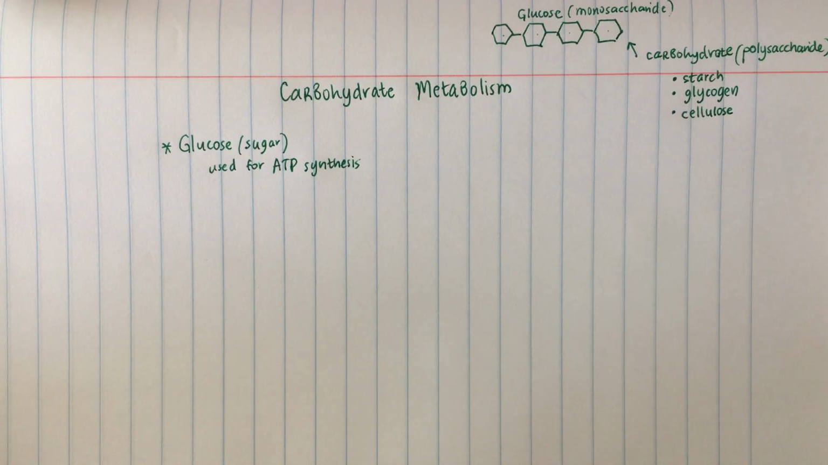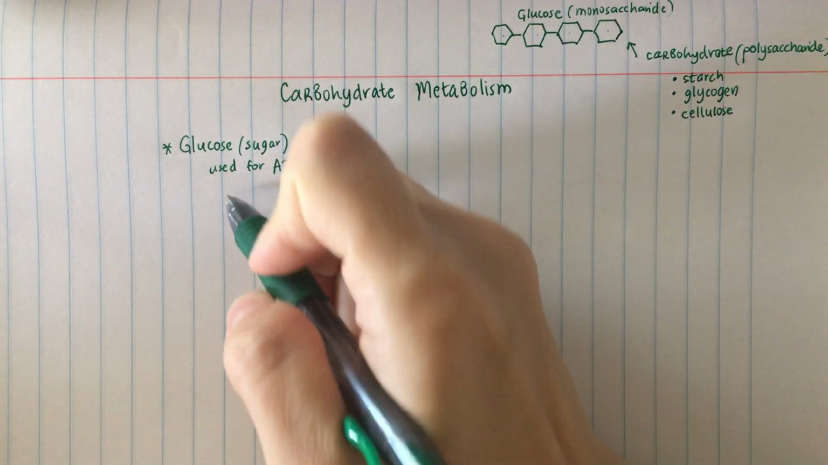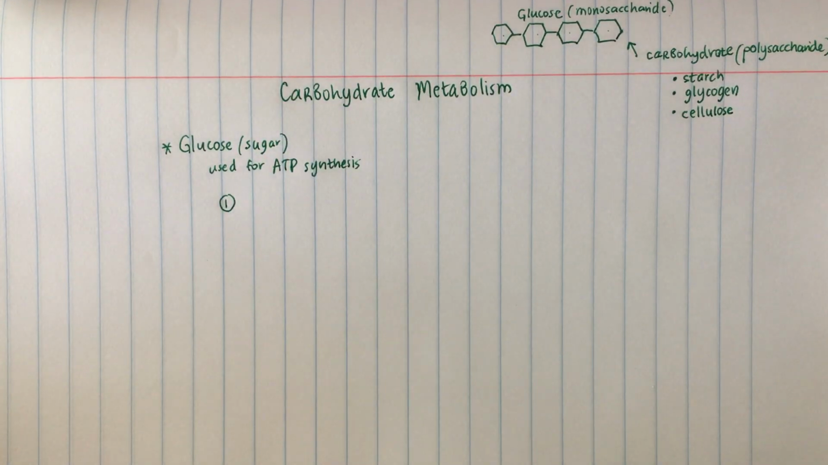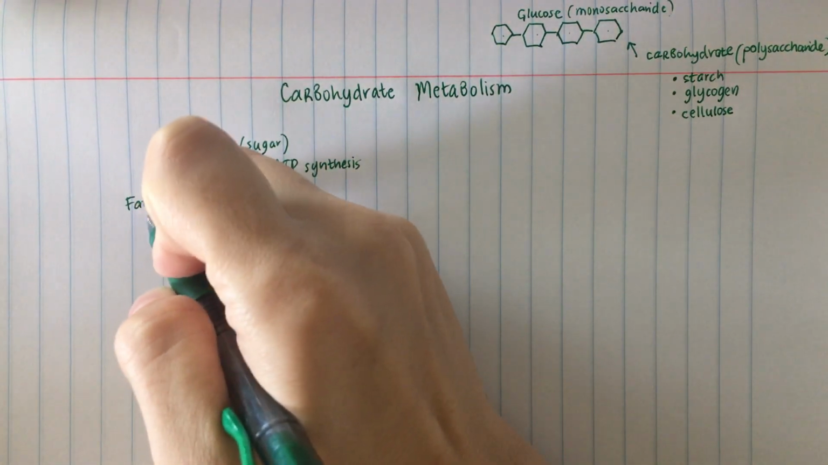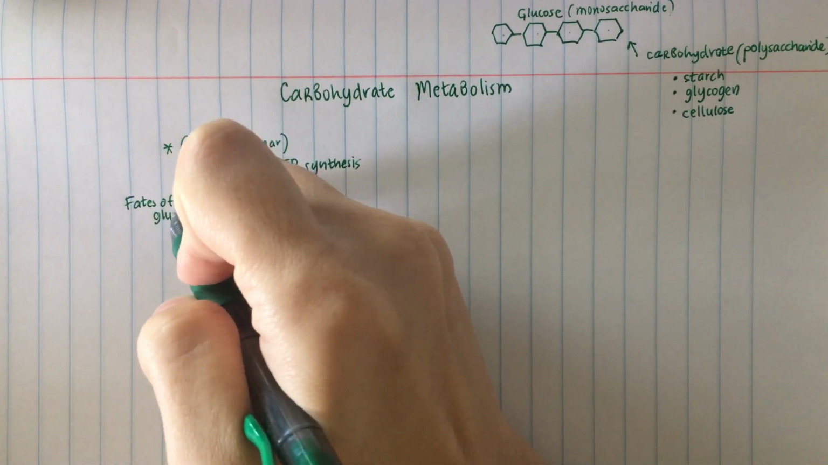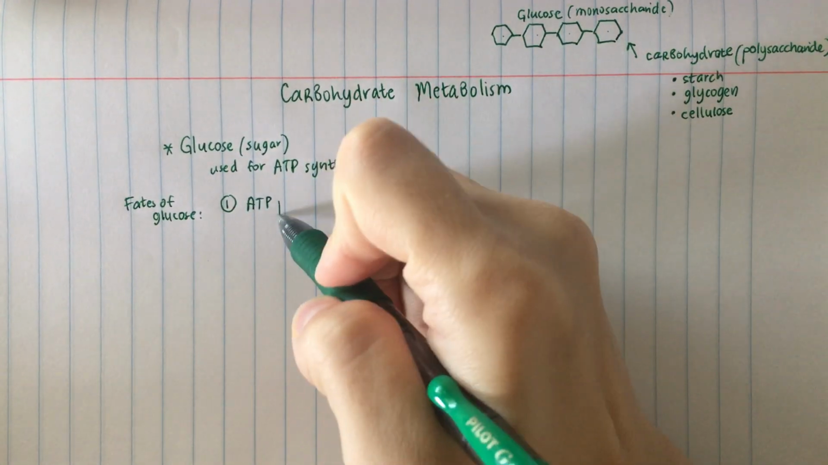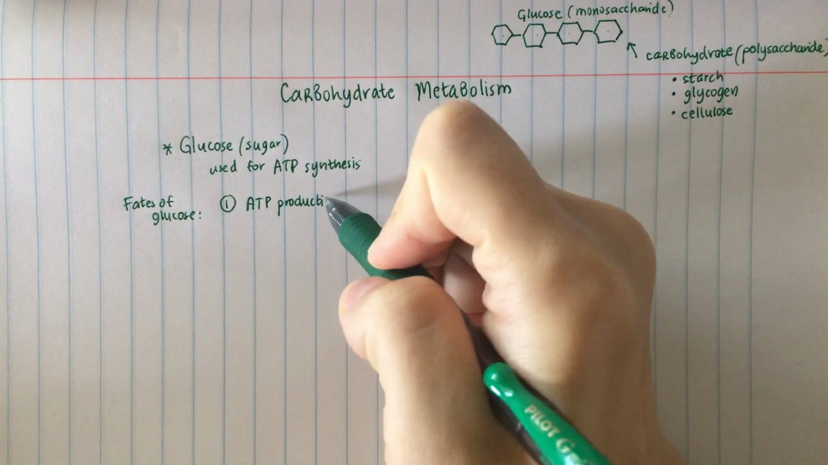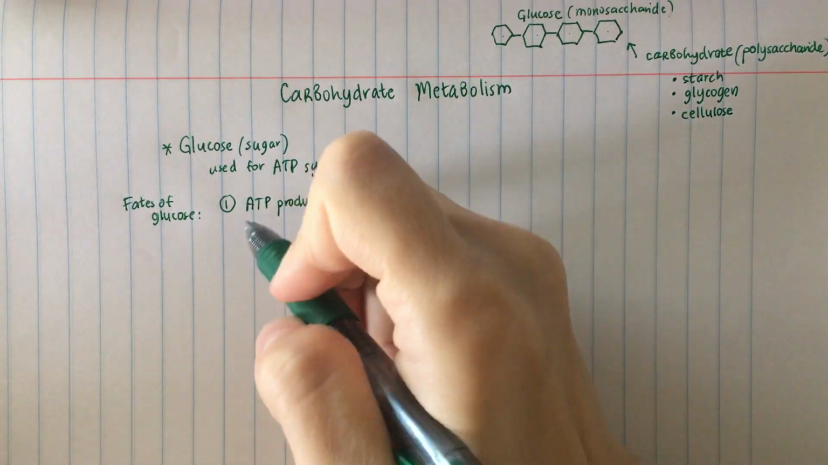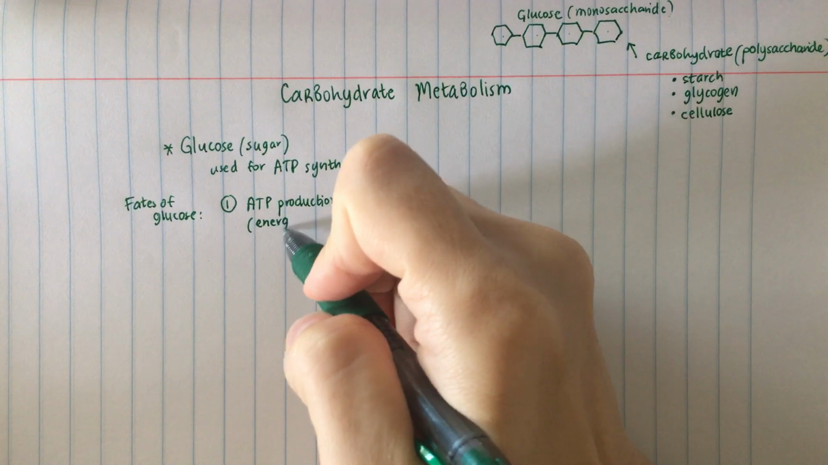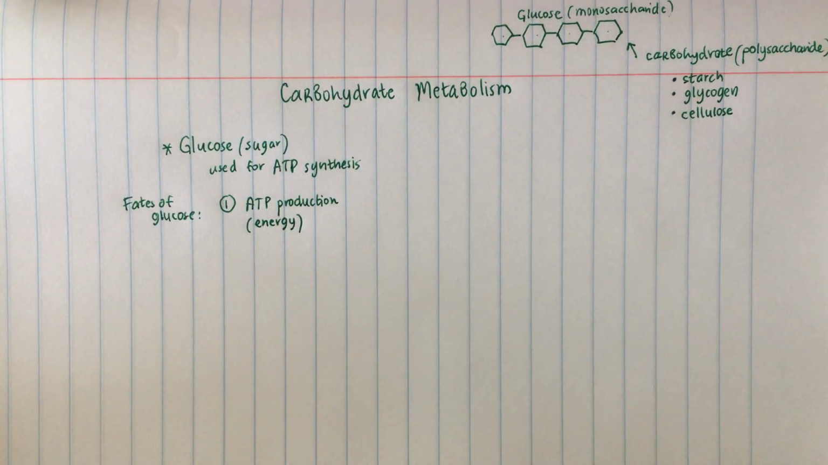There are several fates of glucose, so ways that the body can use glucose. The first way the body uses glucose, so we're going to call them fates of glucose, is the production of ATP. ATP is the molecule of energy, so this is how glucose is used for ATP production.